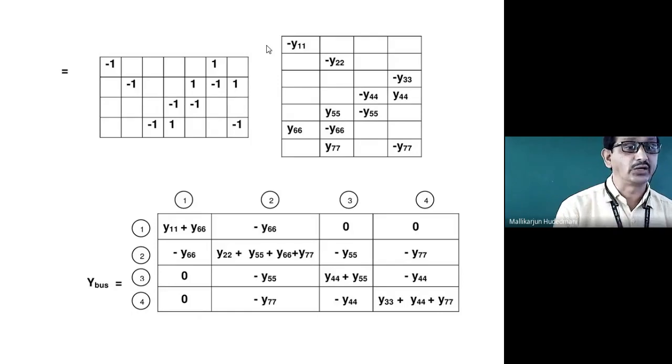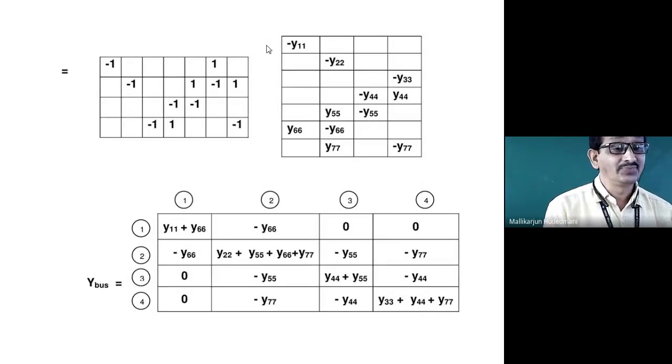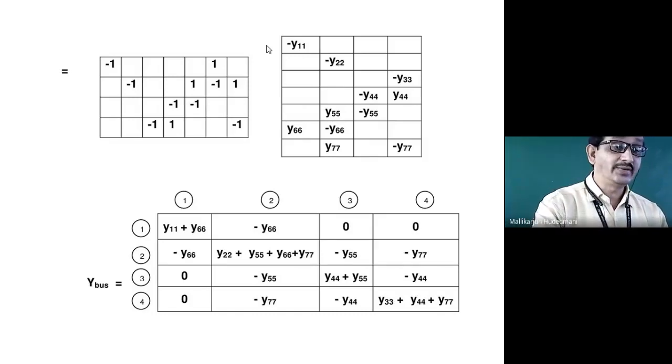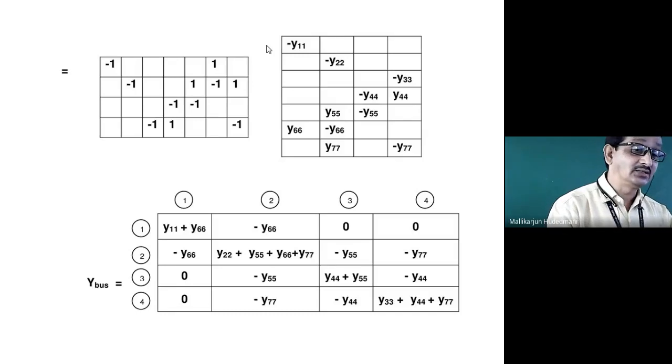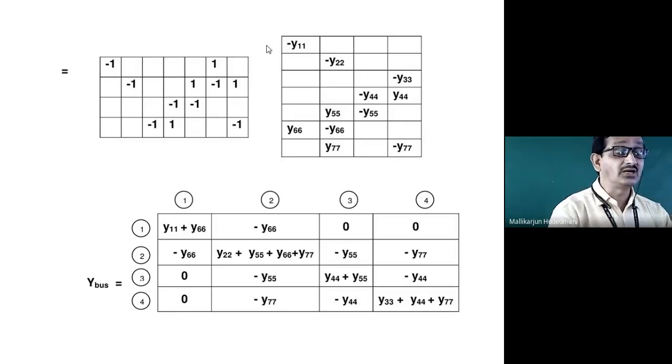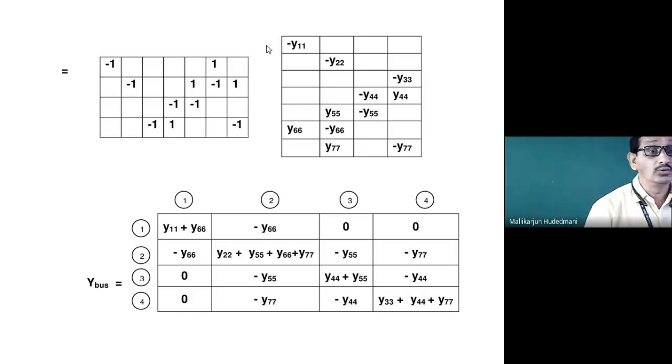Now just move to the second row. In the second row, what is the first element you find there? 2 cross 1. 2 cross 1 refers to minus Y66. It is the same as 1 cross 2. Can you visualize that? You mirror this matrix along the diagonal and check. 1, 2 is the same as 2, 1. 1, 3 is the same as 3, 1. 1 cross 4 is the same as 4 cross 1. And similarly, 3 cross 2, 2 cross 3. 4 cross 3, 3 cross 4. You can visualize, so there is a mirror, meaning similar numbers reflect from the upper triangle to the lower triangle.